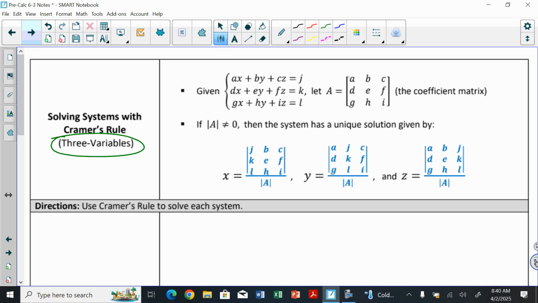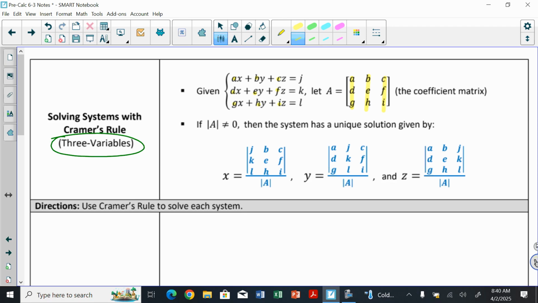Okay, so a lot of letters here, a lot of stuff to look at, but it's all basically the same pattern, right? So my coefficient matrix is just going to be these coefficients. The A, D, G all go right here. B, E, and H all go right here. C, F, and I go right here. And I'd have to find that determinant.